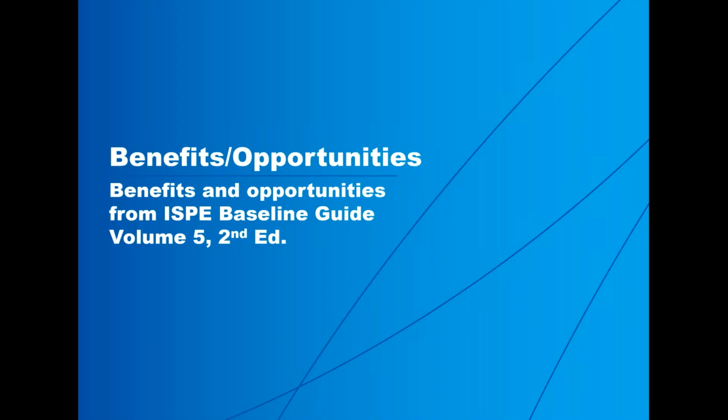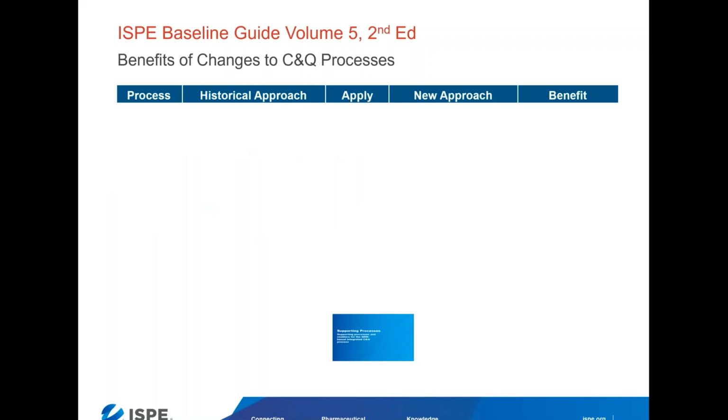So what are some of the benefits and opportunities from applying the revised baseline guide? So I want to look at several processes in the legacy C&Q approach, look at what's changed in the revised guide, and then describe the benefits. So if we look at C&Q testing, the historical approach is that qualification protocols are developed and executed at project end with testing that's redundant to the engineering lifecycle.